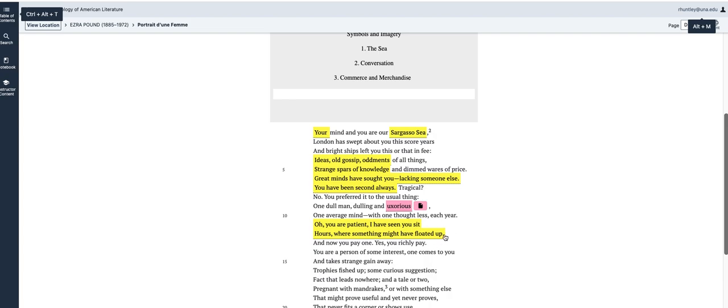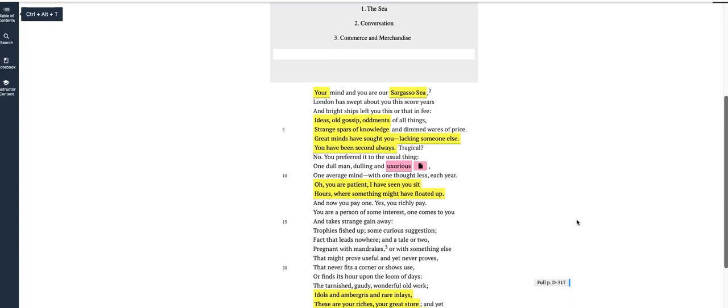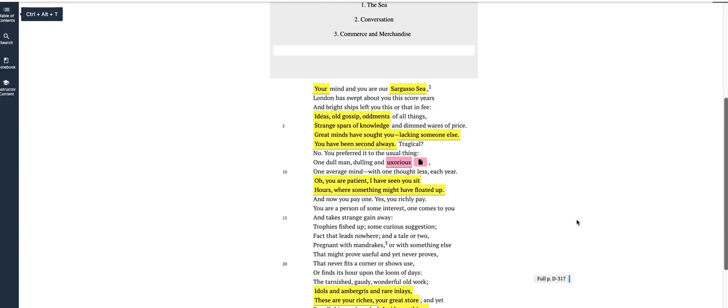And then we have floated up, which is a reference kind of back to things floating up out of the ocean. Hours where something might have floated up. And now you pay one. Yes, you pay richly. So she's giving something back in exchange for these ideas, right? You are a person of some interest. One comes to you and takes strange gain away. So still, we don't know what is being offered back. Trophies fished up. Again, some more sea language. Some curious suggestion. Fact that leads nowhere. And a tale or two, pregnant with mandrakes or with something else that might prove useful, yet never proves.